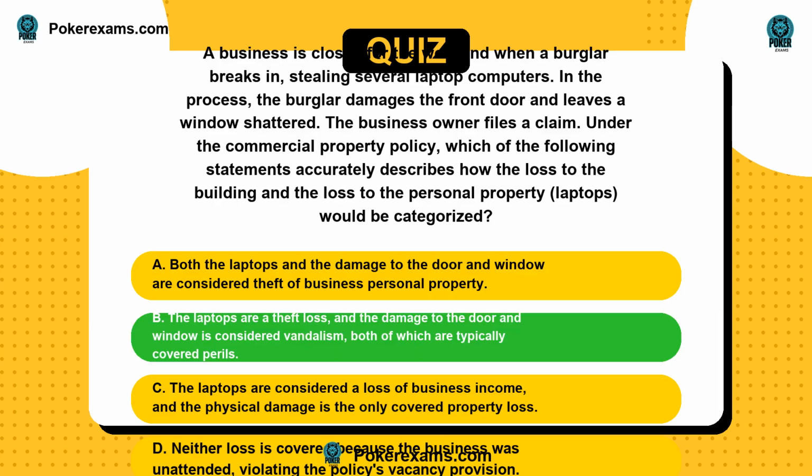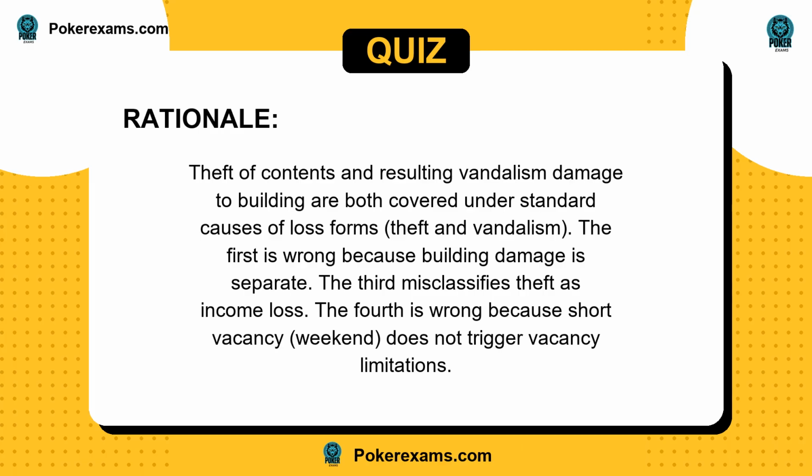The answer is B. Theft of contents and resulting vandalism damage to building are both covered under standard causes of loss forms, theft and vandalism. The first is wrong because building damage is separate. The third misclassifies theft as income loss. The fourth is wrong because short vacancy, weekend, does not trigger vacancy limitations.